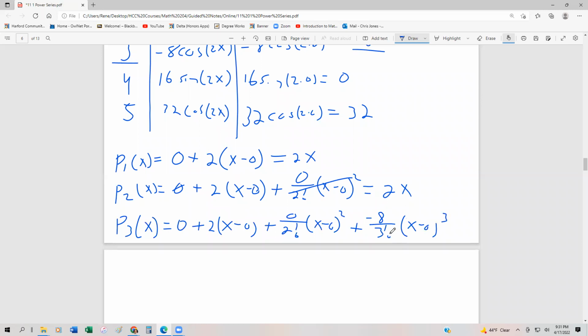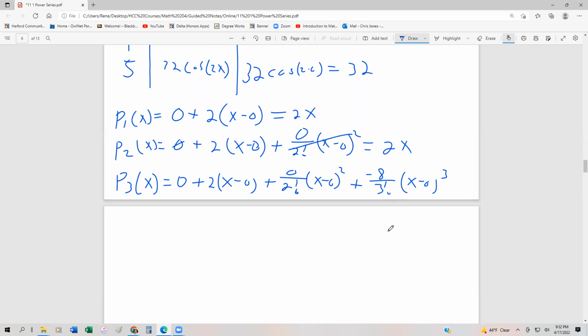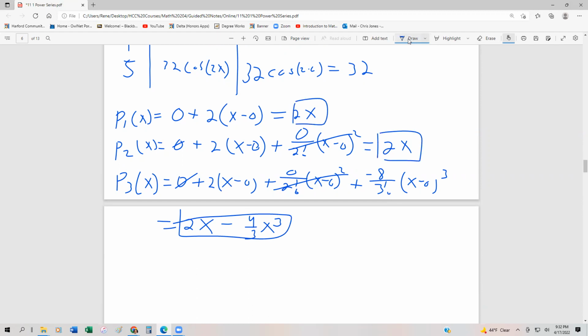Okay. Now we know 3 factorial is 6. So when we simplify this for P3, that's going to be 2x minus 8 over 6 x cubed. Or 4/3 if we were to go through and simplify a little bit more. Right. So that's going to be 4/3. So we're going to hold on to these, because these are going to be our polynomials, right?